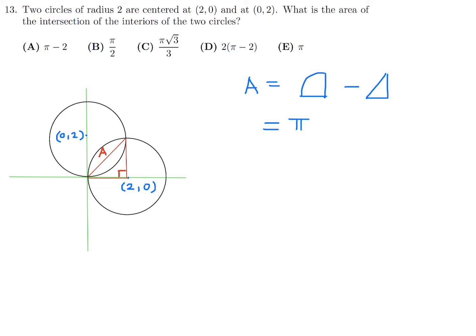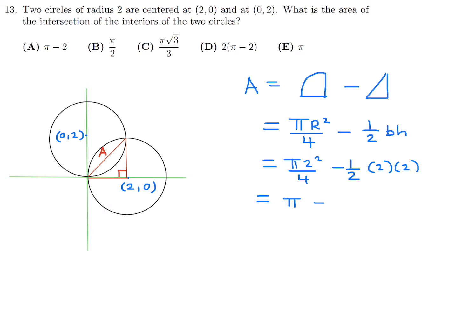A quarter circle, of course, is pi r squared divided by 4, and that triangle is 1/2 base times height. So the radius of the circle is 2, so pi times 2 squared over 4 minus 1/2 times base, which looks like 2, and the height is also 2 for that triangle. So that leaves me with 4 pi over 4, which is just pi, and then 4 over 2, which is 2. So that is A.